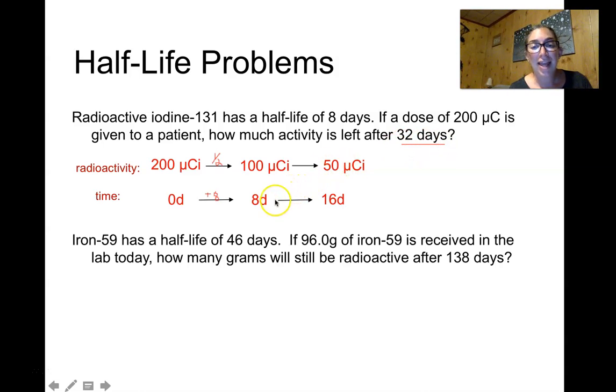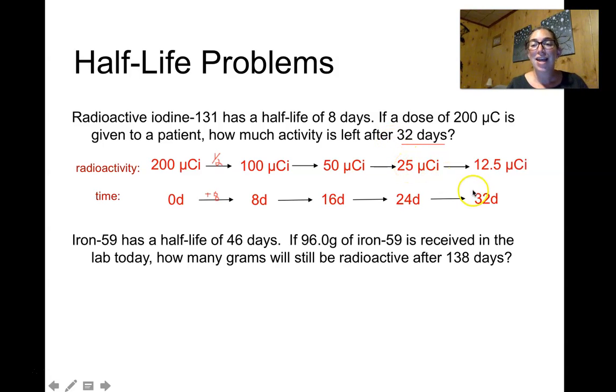So next we add 8 again to get to day 16, and we divide by 2 again. So now we have 50 microcuries left. And we go again, another half-life, another 8 days brings us to 24 days, and another reduction by half brings us to 25 microcuries. And then one more half-life, another 8 days brings us to 32 days. So as I go across the bottom row, I'm just adding 8 until I get to the 32 days. And in the top row, I'm dividing by 2 each time. I'm halving the amount each time.